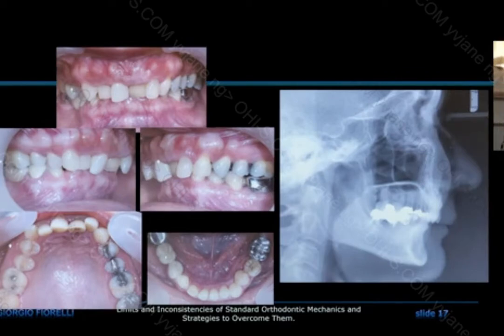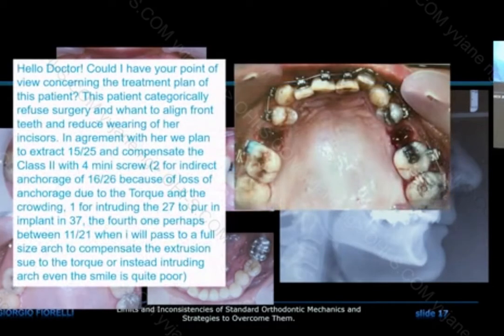And again, I'm really surprised by people that have to treat cases like that and ask me questions about the treatment. So, could I have your point of view concerning the treatment plan of this patient?